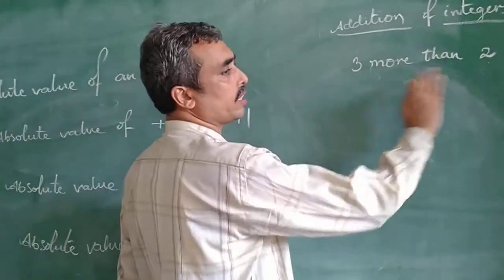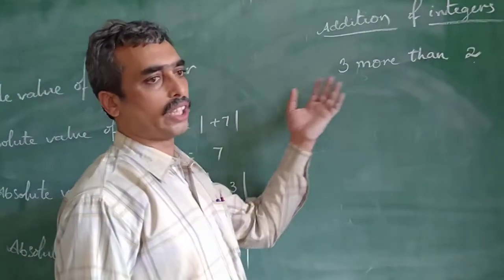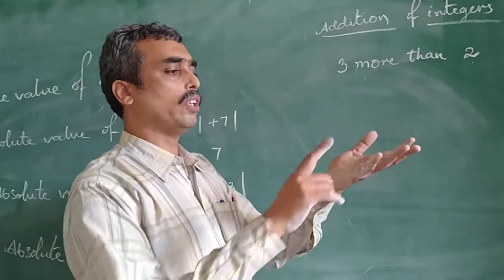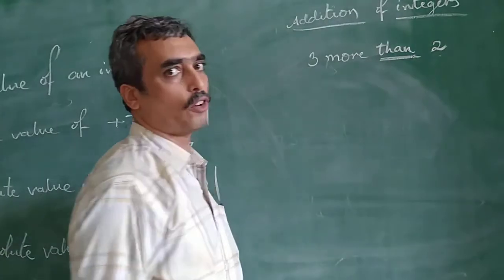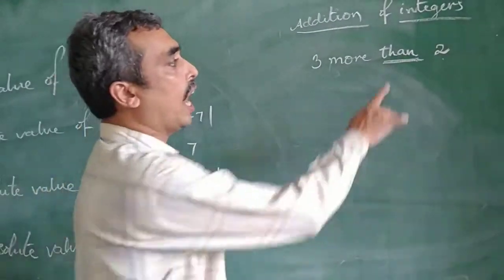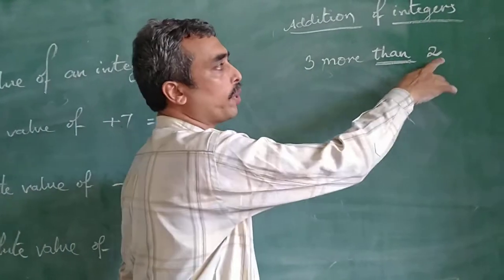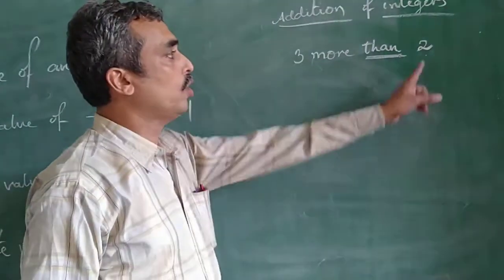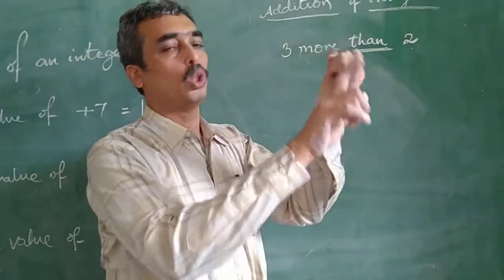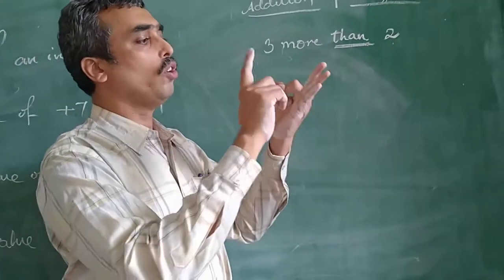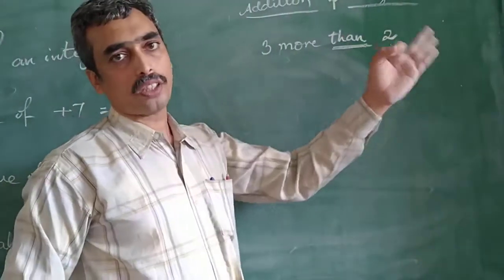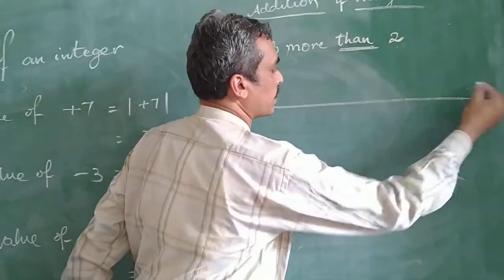So what is the value? You can easily identify 3 more than 2. After the word 'than', this is the keyword as we have discussed before also. Whatever number comes after the word, that is the number to be taken first. So 3 more than 2 means 2, after 3 places: 3, 4, 5. So 3 more than 2 is 5. Now we will see how to find the answer on the number line.